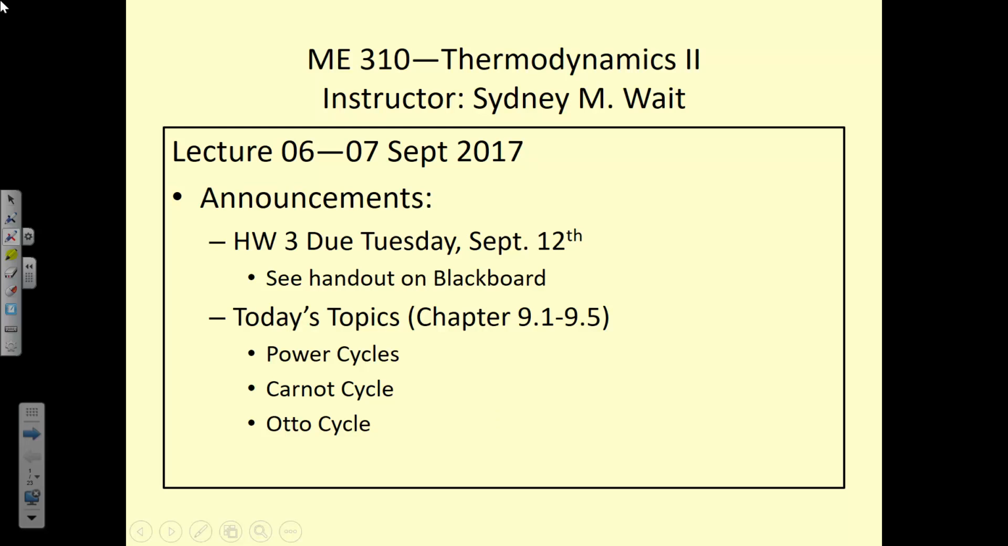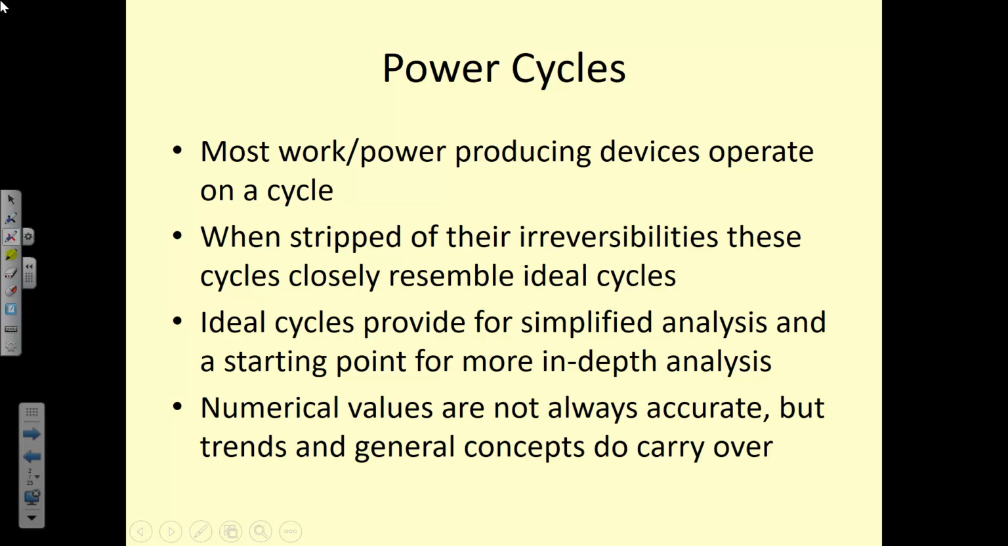So in chapter 9, we're going to talk about now the power output from machines, essentially. So we're talking about power cycles, and we look at the Carnot cycle and the Otto cycle in this lesson, and then we'll continue on with diesel and Brayton and gas turbines and things like that in the next lecture. So moving right into it.